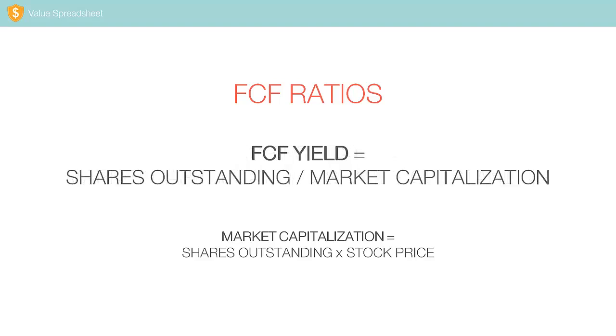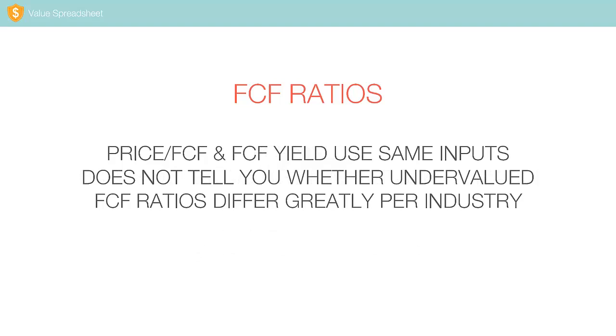If you flip this formula so that you divide free cash flow by market capitalization, you get another ratio, called the free cash flow yield. This gives you an idea of how much cash a company is generating per dollar of market capitalization. Higher is better in this case. Of course, both of these ratios are similar, since they use the exact same inputs. And just as with the PE ratio, I suggest you do not rely on these ratios too much. Even though cash might give you a more accurate picture than earnings, these ratios still do not tell you whether a stock is undervalued with respect to its intrinsic value, and these ratios differ greatly per industry.